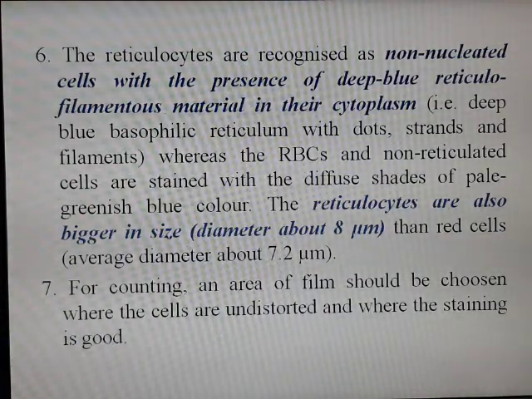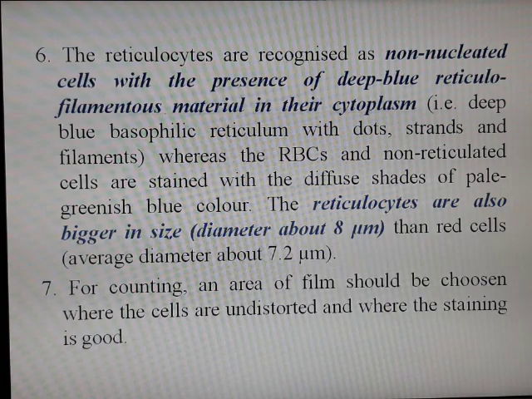So how will we identify that a particular cell is a reticulocyte? Reticulocytes are recognized as non-nucleated cells with the presence of deep blue reticulofilamentous material in their cytoplasm. That is, a deep blue basophilic reticulum with dots, strands and filaments is present in the cytoplasm of the cell. Whereas the red blood cells and other non-reticulated cells are stained with diffuse shades of pale greenish blue color.